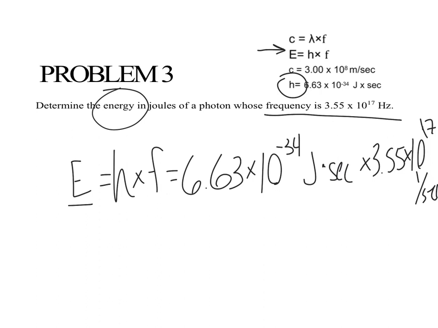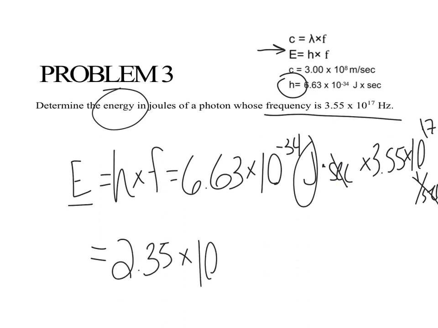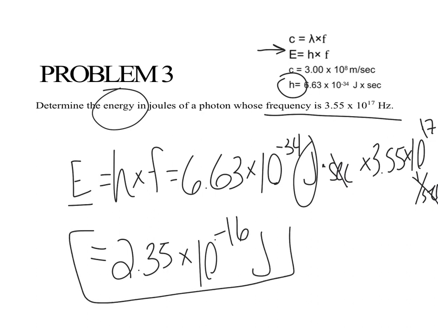So since I'm multiplying these guys, I really have seconds over seconds. I'm going to be left with joules, which is my unit of energy. So I know I set up this math problem right because my units are going to cancel each other out. When you plug this in, you should get 2.35 times 10 to the negative 16 joules. That's it. Nothing too crazy here.